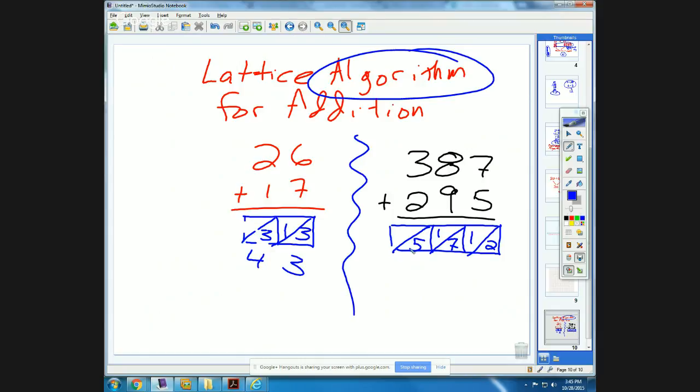And then we follow diagonals. 2, 7 and 1 is 8, 5 and 1 is 6, so the answer should be 682. Okay, I did it right that time. Whew. Isn't that cute?